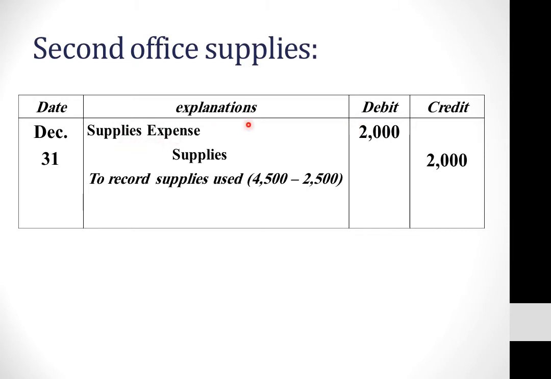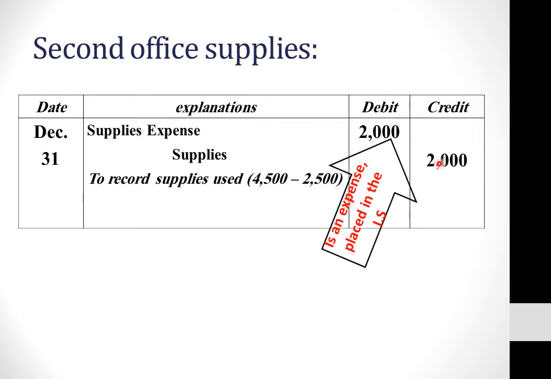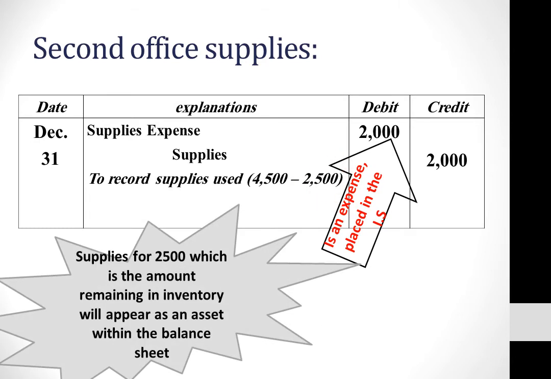So supplies expense in the debit for 2,000, and supplies, which is an asset, will decrease in the credit. Then the supplies expense will be placed in the income statement, and the amount left, which is 2,500, will be placed in the balance sheet.